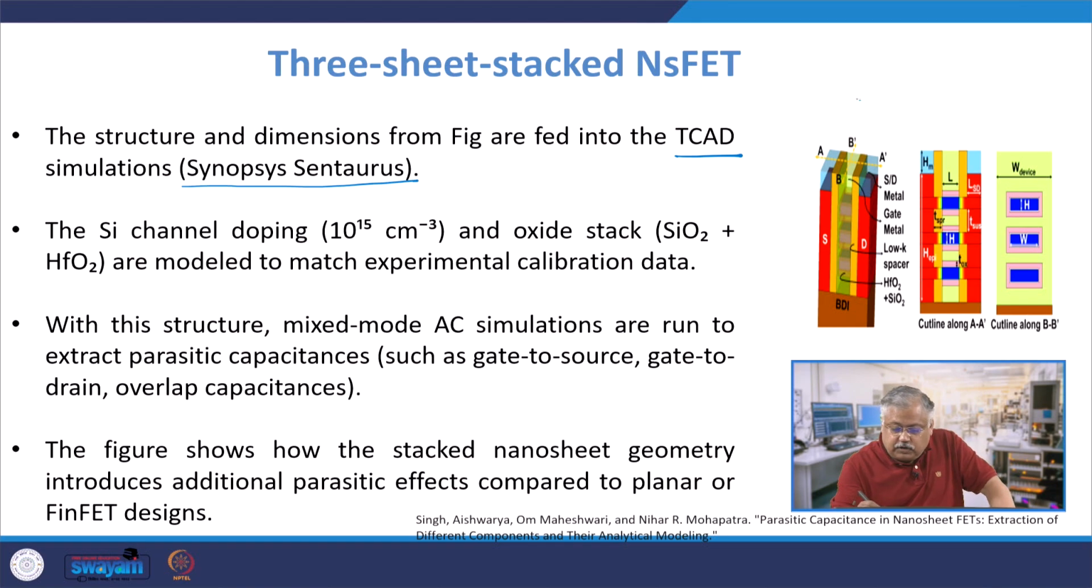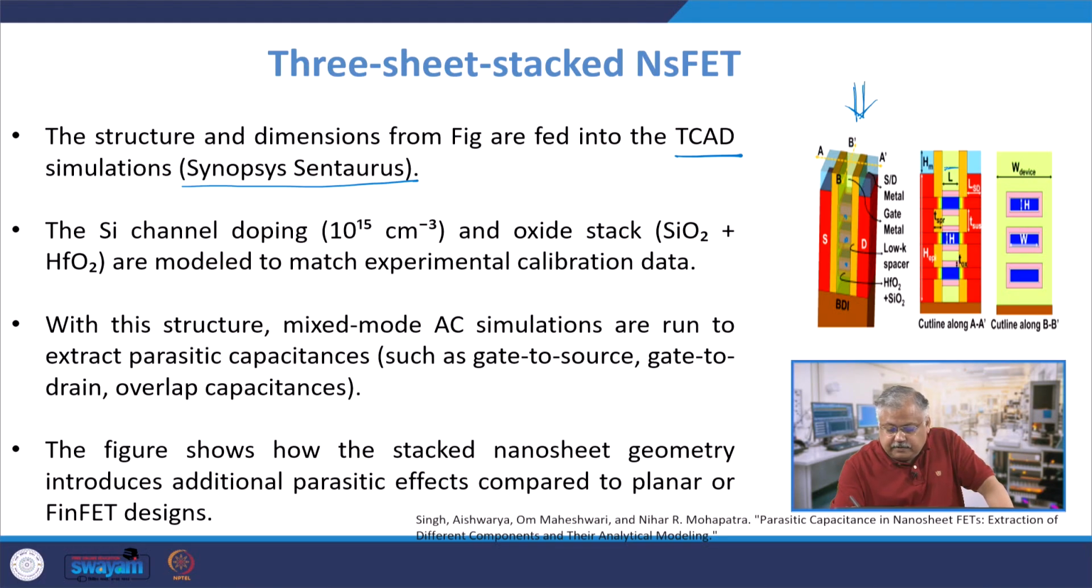If you look carefully, this is the structure which they are proposing, within which we have three stacks: one stack, two stack, and three stack, right? There are three stacks available, and it is surrounded by the gate. Knowingly, they have removed the gate to show the gate design, and the structure is shown here in a more detailed manner, where if you look at the cross section, the channel is always available.